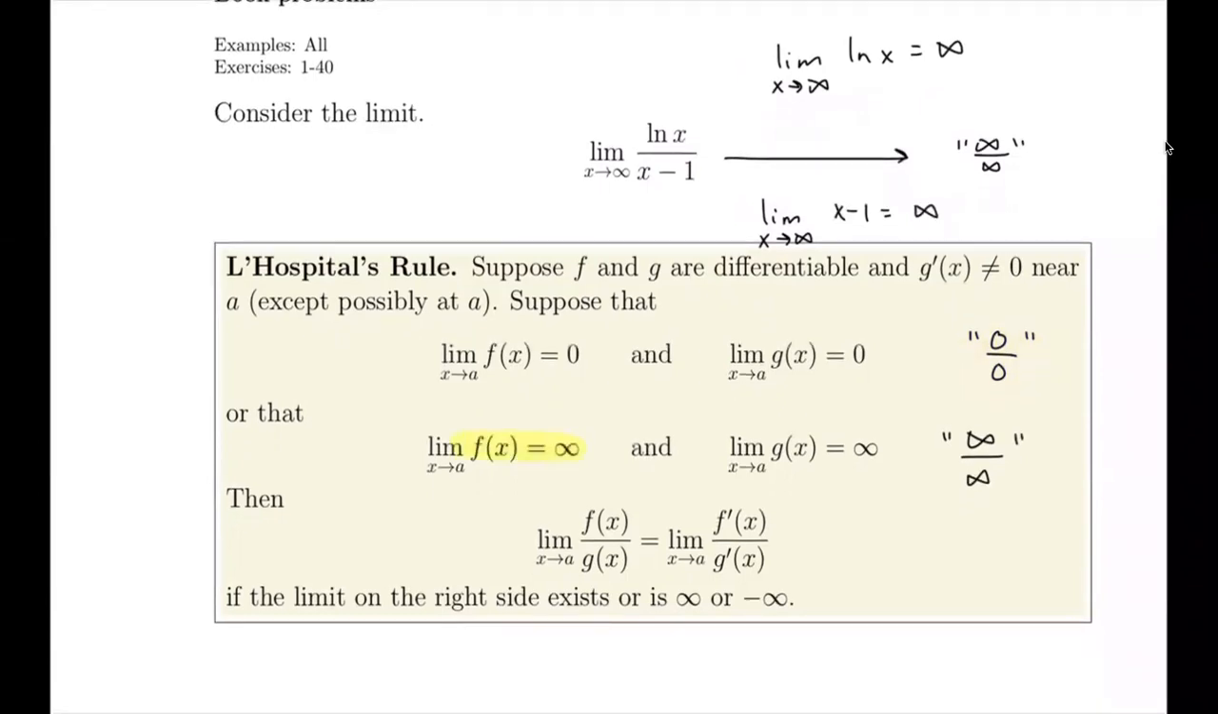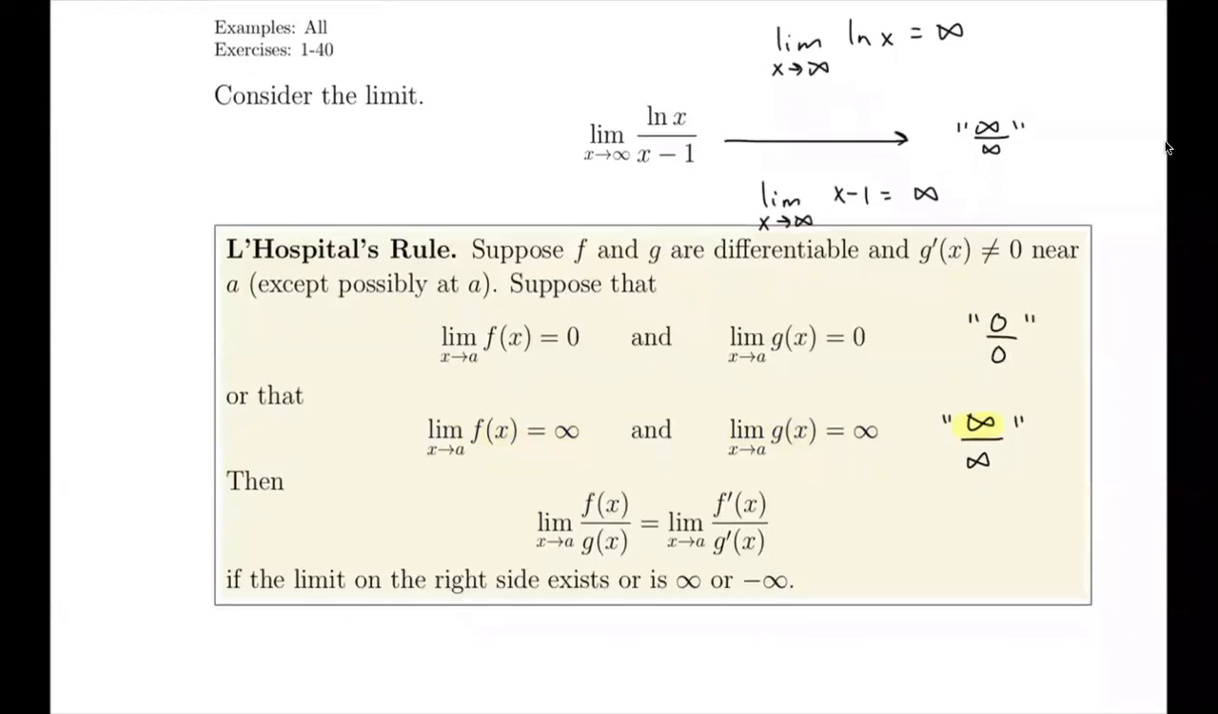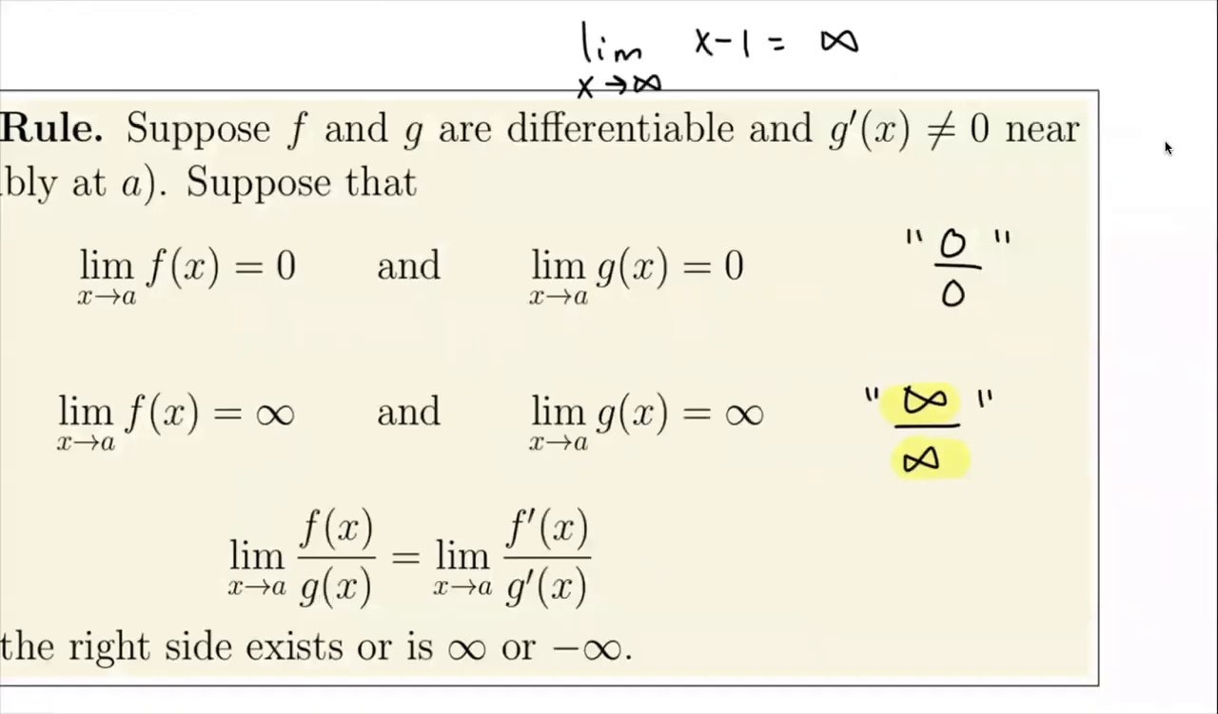Similarly, if we had the other case where the limit as x approaches a of f of x is equal to infinity, and the same for g of x, and it turns out that it doesn't matter if either one of these is positive or negative infinity, we'll have some infinitely large number over some other infinitely large number, positive or negative, it won't matter. We'll have this other indeterminate form.